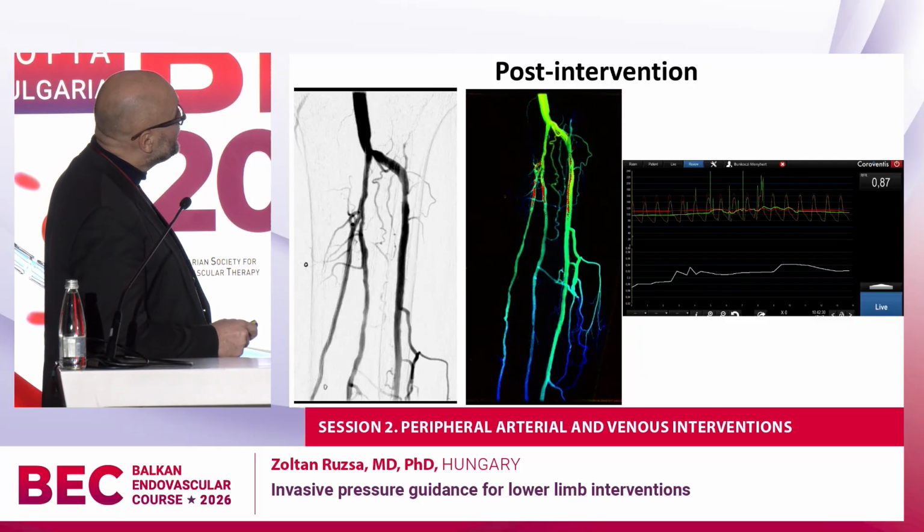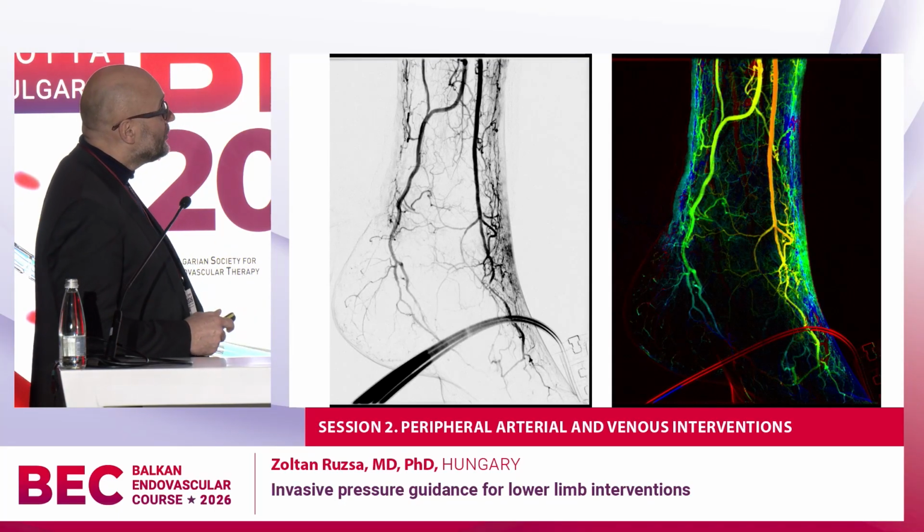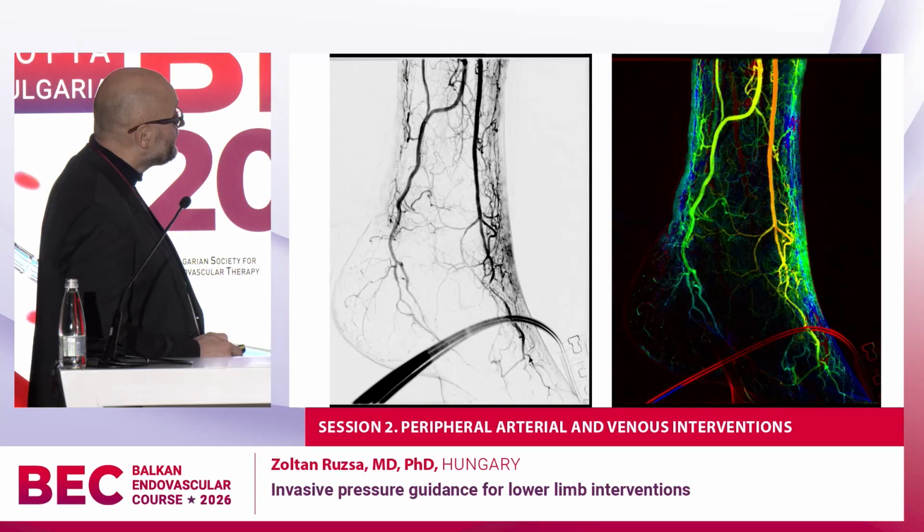We just ballooned it, of course, with one DCB. We see that we normalized the pullback also, and the FFR is 0.87 also. And here we see the distal perfusion, how nice it is, and also the patient recovered.